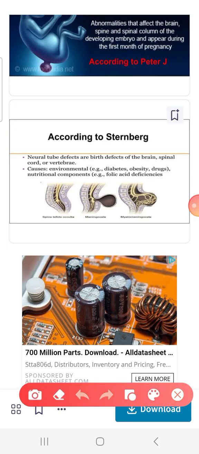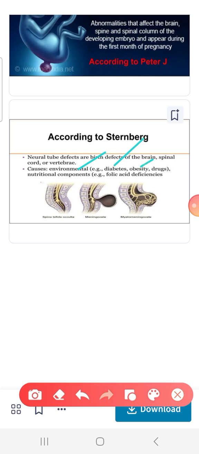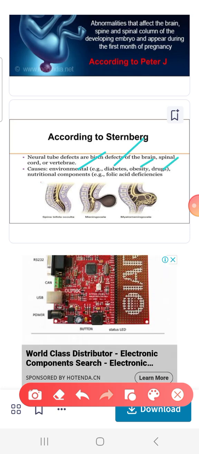mainly caused by one factor, the environmental factors, like a mother suffering from diabetes, obesity, and addiction to drugs or whatever it may be. And one more main reason is folic acid deficiency. Diabetes, obesity and drugs are factors, but folic acid deficiency is also a main problem in developing neural tube defects.